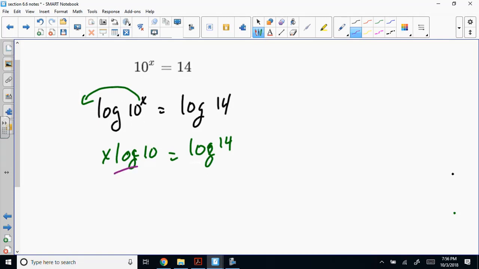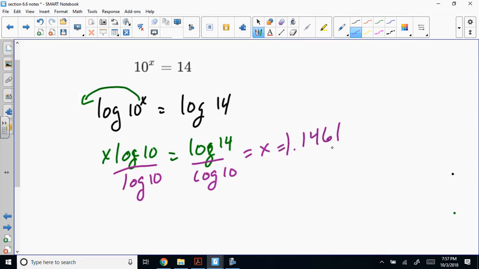Now this is awesome. I don't care who you are, this is great. See, that log and that x are tied together by multiplication. So if I want to get rid of them, I just divide both sides by the log of 10. And that will give me x, which is... make sure you close parentheses when you type in log, right? It is wonderful. Yeah, man, it's great. I got 1.1461, right?